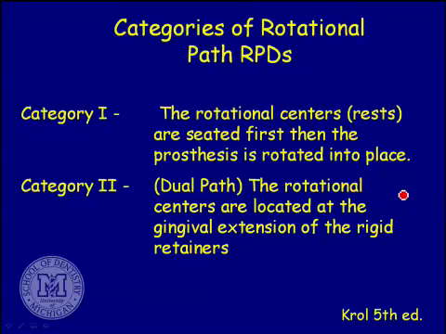Categories, we got category 1, category 2. Category 1 is more like the picture that we showed you at the very top of the lecture of the lower class 3 partial, where the posterior rest seats would seat completely. The posterior rest seats seat completely, and then you'd rock the partial to place with those rest seats acting as a fulcrum, basically. A category 2, or dual path, instead of a pure rotation path, was more similar to the picture on the front cover of your book.